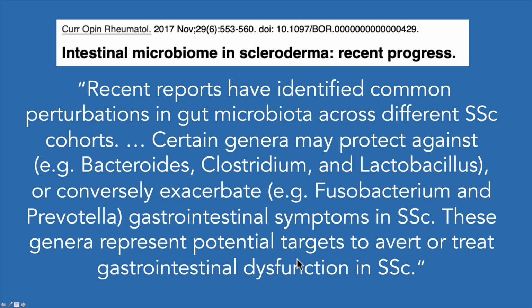And this next article discusses what's known about the link between Fusobacterium and systemic sclerosis. The title here is Intestinal Microbiome in Scleroderma, Recent Progress. In the article, they say recent reports have identified common perturbations in gut microbiota across different systemic sclerosis cohorts. Certain genera may protect against, such as Bacteroides, Clostridium, and Lactobacillus, or conversely exacerbate, such as Fusobacterium and Prevotella, gastrointestinal symptoms in systemic sclerosis. These genera represent potential targets to avert or treat gastrointestinal dysfunction in systemic sclerosis.